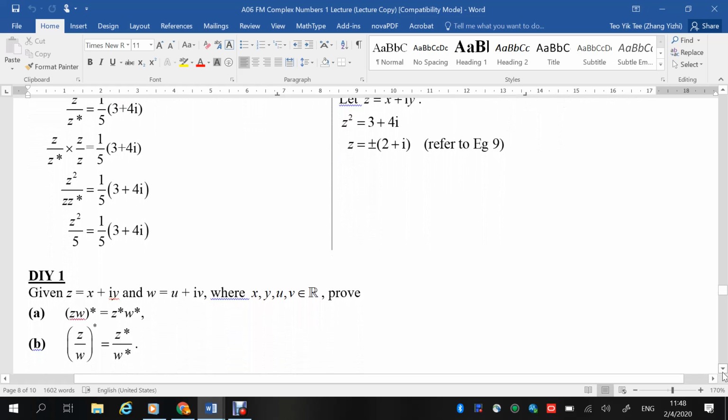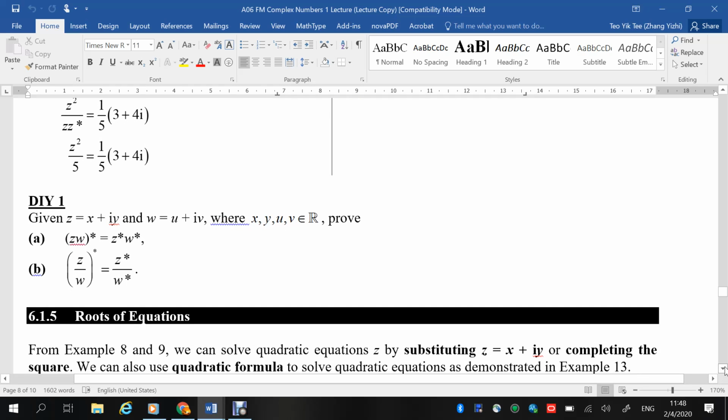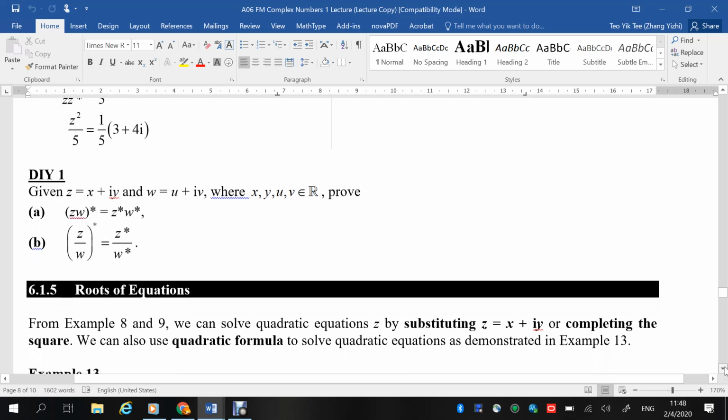Okay, this DIY one, I will leave it to you to do at home. You don't want to waste so much time on this. The highlight of today is this section, talking about roots of equations.